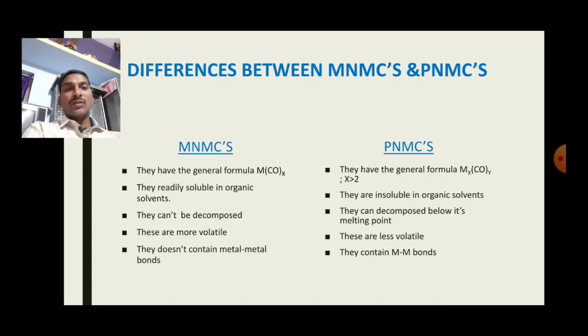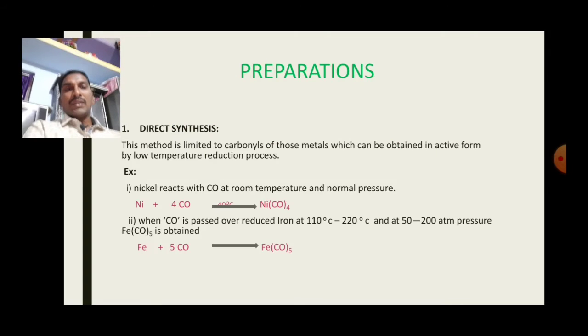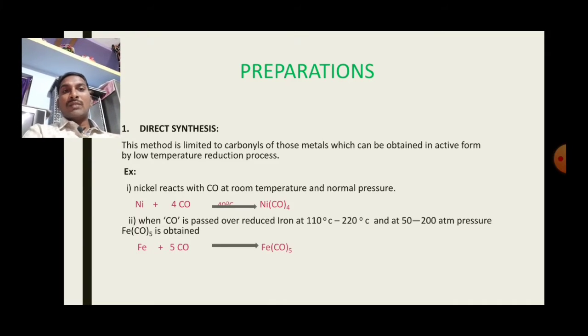And then next we are going to discuss the synthesis, that is, the preparations. First is direct synthesis. This method is limited to the carbonyls of the metals which can be obtained in the active form by low temperature reduction. Those particular metal carbonyls can be prepared by using this synthesis. The first example is the preparation of nickel tetracarbonyl. Nickel reacts with carbon monoxide at room temperature and normal pressure. Nickel reacts with 4 carbon monoxide molecules at 40 degrees centigrade.